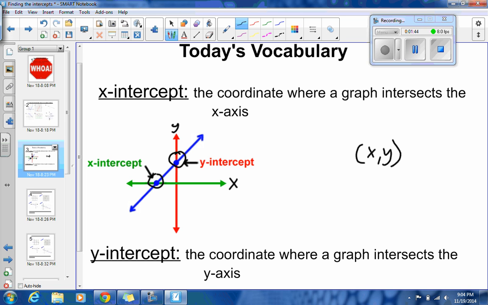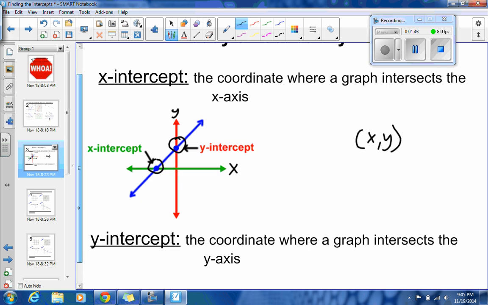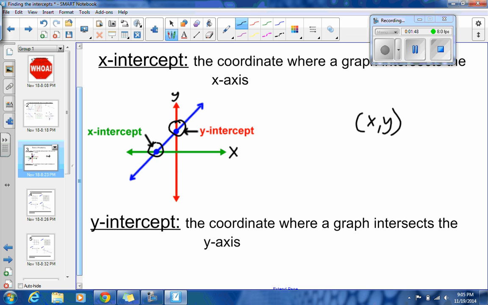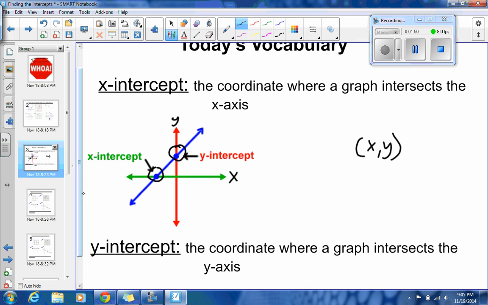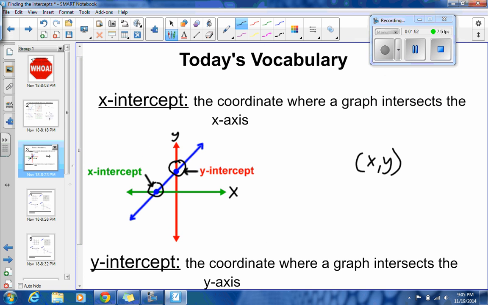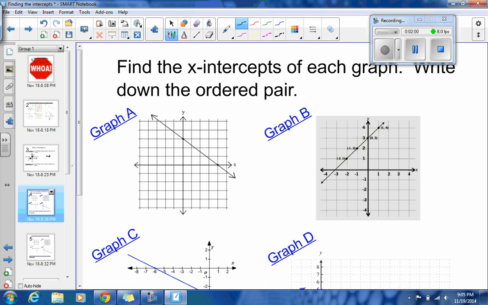So we're going to actually look for those coordinates today from looking at, first of all, a graph, and then looking at equations. And we're actually going to find them without even having the graph. But that'll help us to then graph the line. All right, so the first thing I want to do, taking a look at these four graphs, is just find the x-intercepts, first of all.